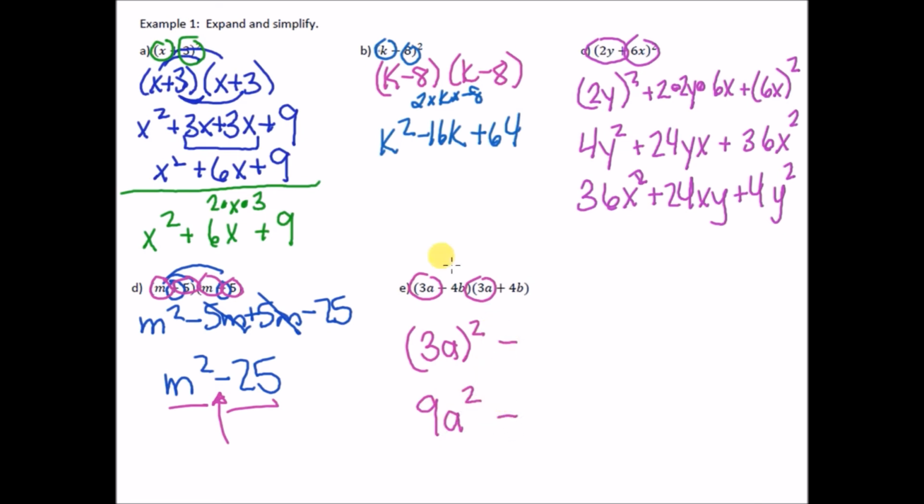Okay, we know it's going to be minus, and we see here negative 4b plus 4b. So these are conjugates, so it's going to follow the difference of squares. So we're going to do the 4b squared, which is actually 16b squared, and that's it.